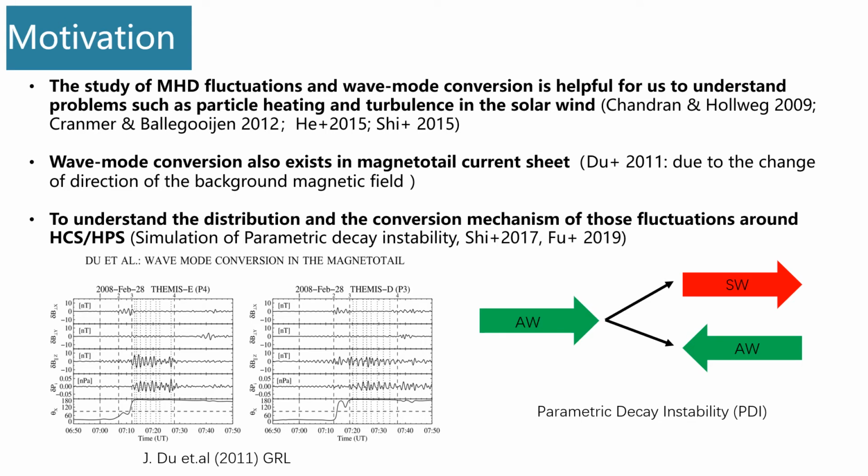The MHD waves in the HCS or HPS have not been comprehensively investigated for statistical purposes. On one hand, the study of MHD fluctuations and subsequent potential wave mode conversion is very helpful to understand the plasma heating and turbulence evolution in the solar wind. On the other hand, the existence of wave mode conversion in the magnetotail current sheet inspires us to perform a statistical study during the HCS crossings.